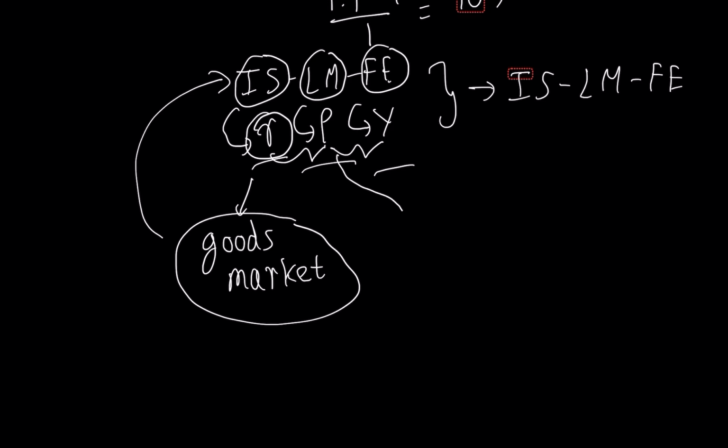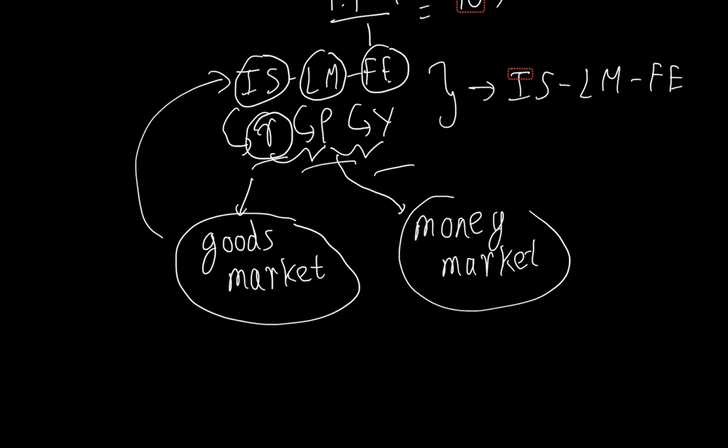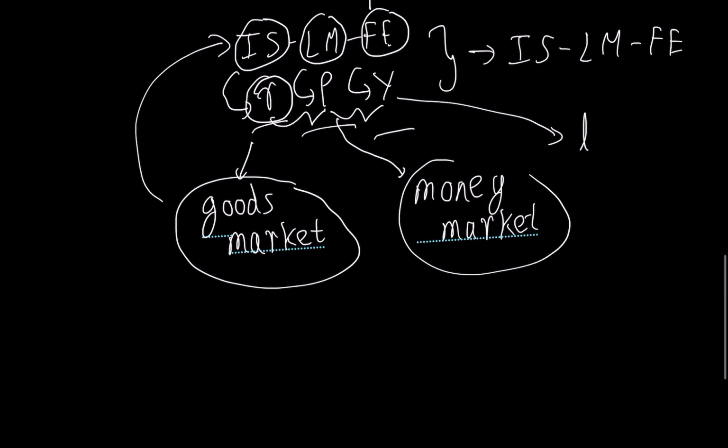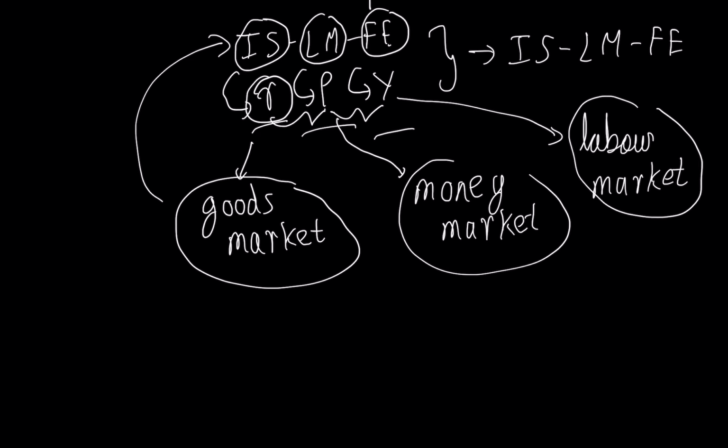Similarly, to understand the behavior of prices, we have to look at the money market. The money market allows us to determine what is the price level in the economy and what are the factors that affect the price level. And this is studied within the LM model. And finally, to understand output, the market that we refer to is the labor market. So the labor market is studied under the FE line, the FE component of the ISLM-FE model, and it allows us to pinpoint what is the output level in the economy and what are the factors that can drive changes in the output.